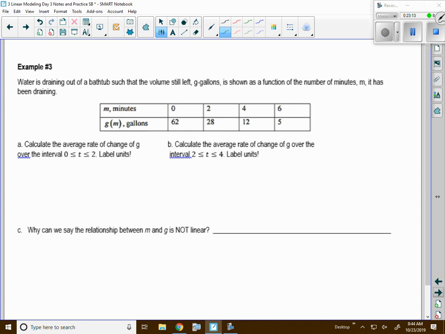Calculate the average rate of change over the interval of 0 to 2. So these values are x values. I've given you the x values, you have to fill in y. Where are you going to locate the y values? In the table, right? 0.62 to 228. Go ahead and do the rate of change or slope in letter A.